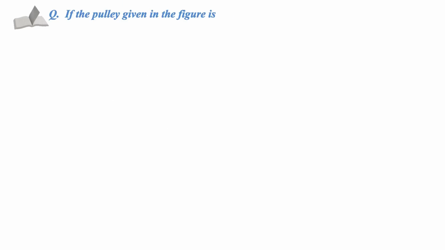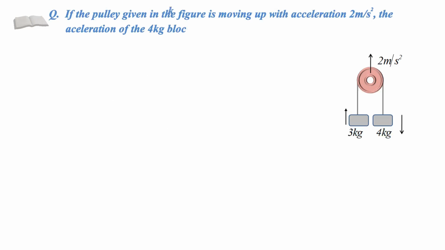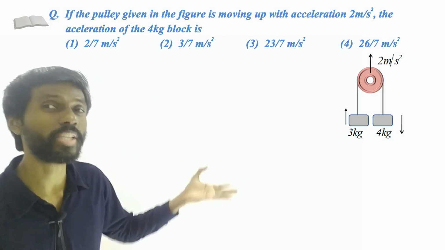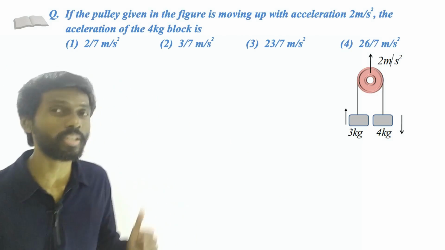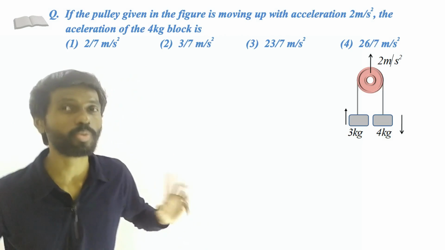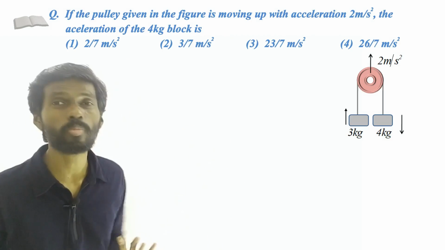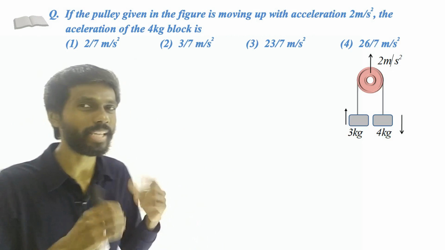If the pulley given in the figure is moving up with acceleration 2 meter per second square, the acceleration of the 4 kilogram block is. This is a simple question in Atwood's machine, but the pulley is moving with an acceleration of 2 meter per second square in the upward direction. We have to find the accelerations of these two blocks. First of all, we will find the relation between the accelerations of these two blocks using the average method. That is the easiest one here.